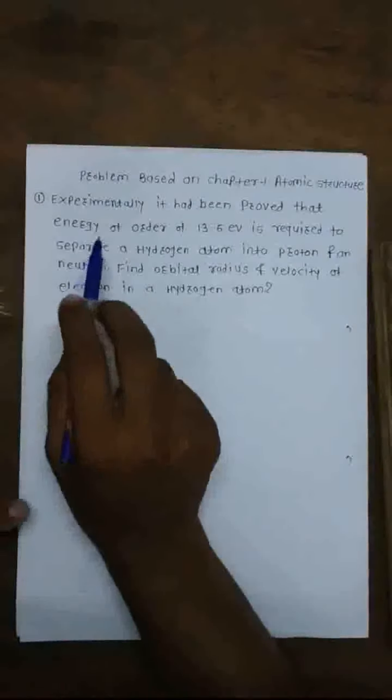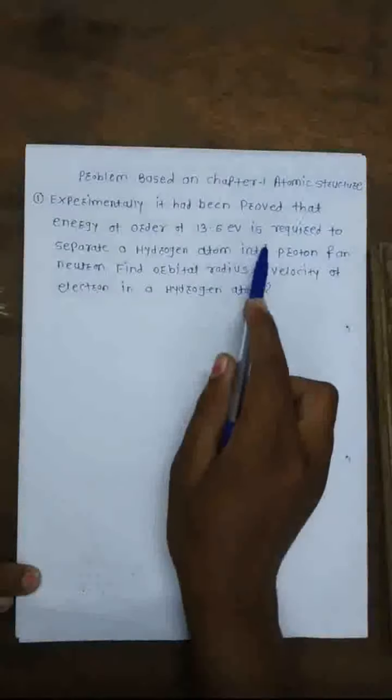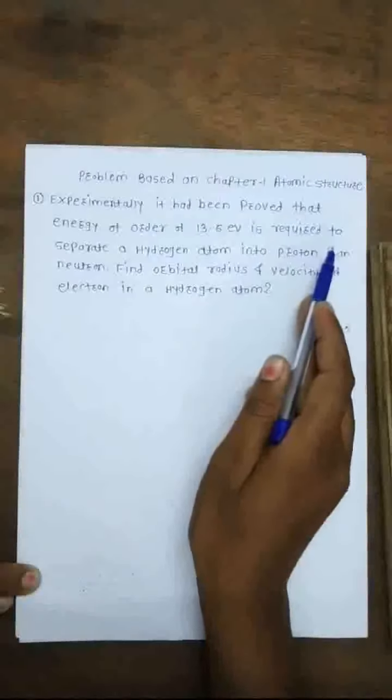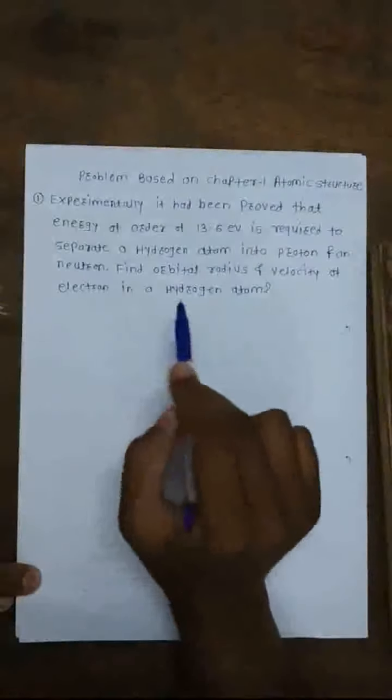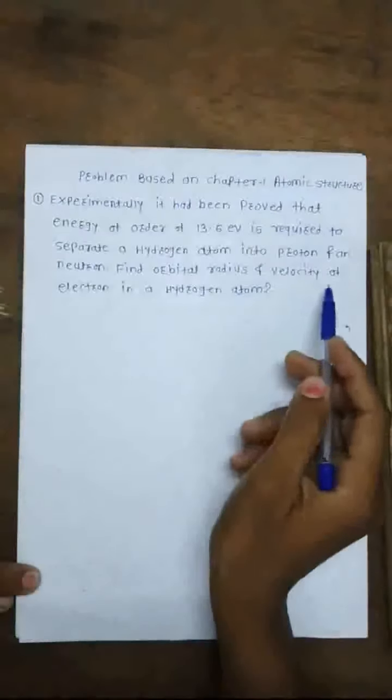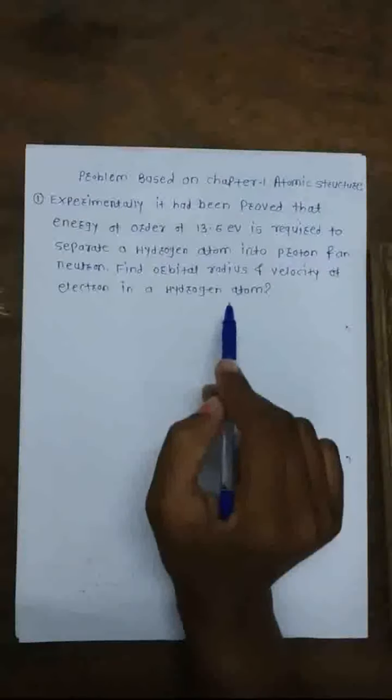Hello everyone. In this video, we will be solving a problem based on chapter 1, atomic structure. The first problem is that experimentally it has been proved that energy of the order of 13.6 electron volt is required to separate a hydrogen atom into a proton and an electron. Find the orbital radius and velocity of an electron in a hydrogen atom. Now we have to find the solution of this problem.